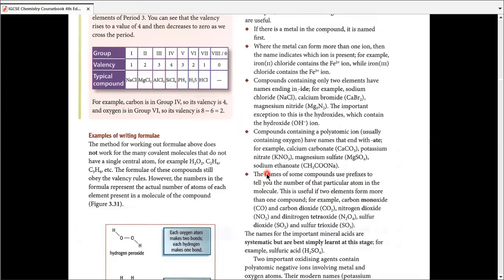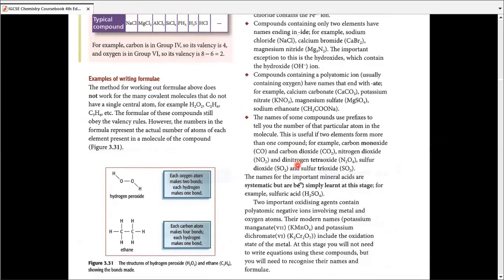Covalent compounds are named somewhat differently, and I would rather say with a simplification. So the names of the compounds actually use the prefixes, and prefixes tell you the number of that particular atom in a molecule. If there are 2 elements forming a compound, the name would be pretty easy. However, for 3 elements, it would be a little different. Let's talk about 2 because the names of 2 elements are a part of your course. 3 are not discussed here, so we're not going to discuss that. That's beyond the requirements of your syllabus.